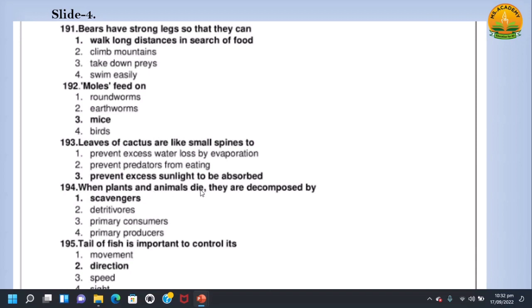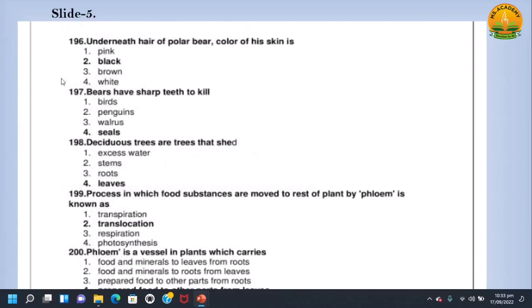When plants and animals die, they are decomposed by, right option is 1, scavengers. Tail of fish is important to control its, right option is 2, direction. Underneath the hair of a polar bear, the color of its skin is, right option is 2, black. Bears have sharp teeth to kill, right option is 4, seals.